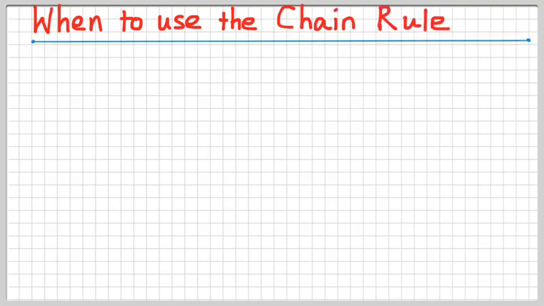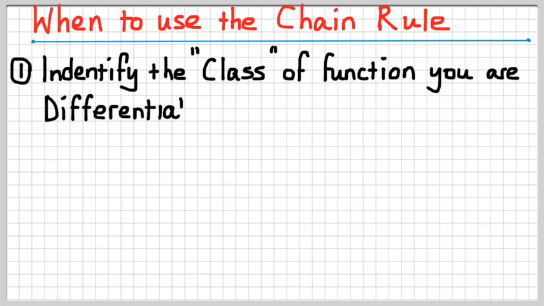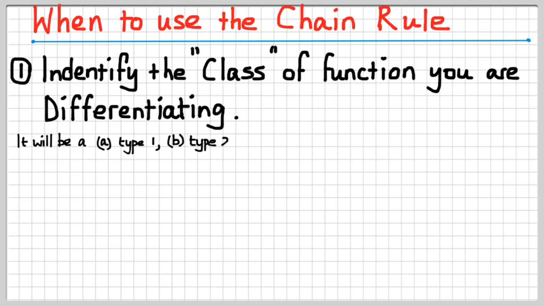So first of all, when do you use the chain rule? Well, the very first step is that you have to identify the class or the type of function that you are differentiating. That's what I do anyway in my mind. There's 4 of them. So it'll be a type 1, a type 2, a type 3 and a type 4.